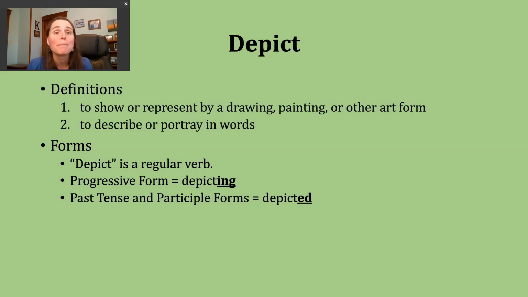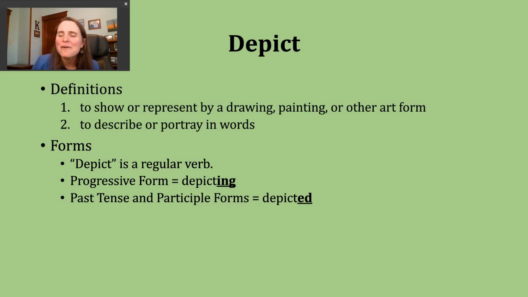Now our base verb depict ends in a T sound. And the T sound is a special one in English. When we add an ed ending to it, we're going to make an id sound. And this means we're adding an extra syllable to the verb. So the way we should pronounce the past tense and participle form of the verb is this way. Depicted. Depicted. Can you hear that id sound?